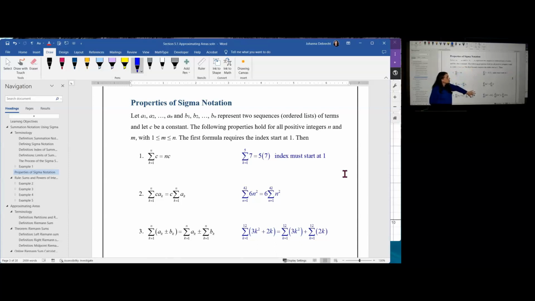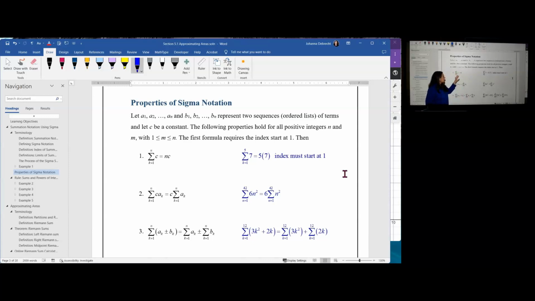Then the following properties will hold as long as we use some positive integer for n, and in fact, it also works for n equals 0. And we're going to take m to be less than or equal to n and greater than or equal to 1. Note that the first formula does require that the index start at 1. There are some formulas that require starting at 1. In that case, we'll have to learn how to convert if the formula actually starts at 3. We'll have to convert it into one that starts at 1 so we can use the formula.